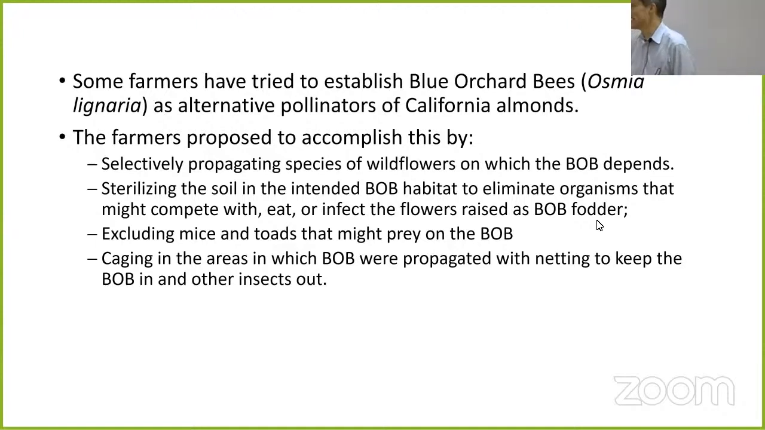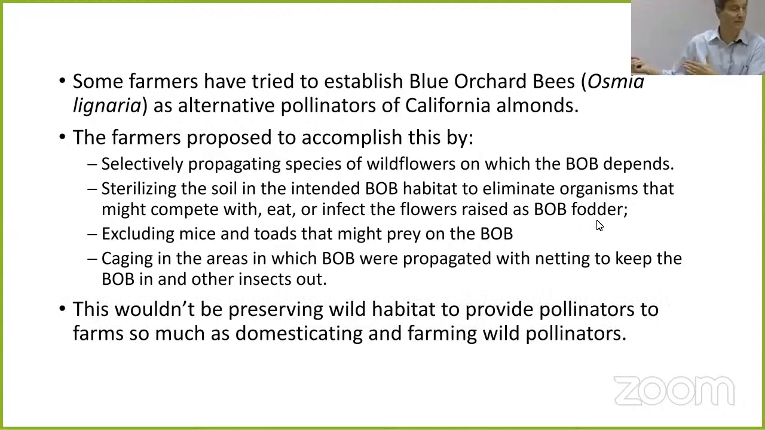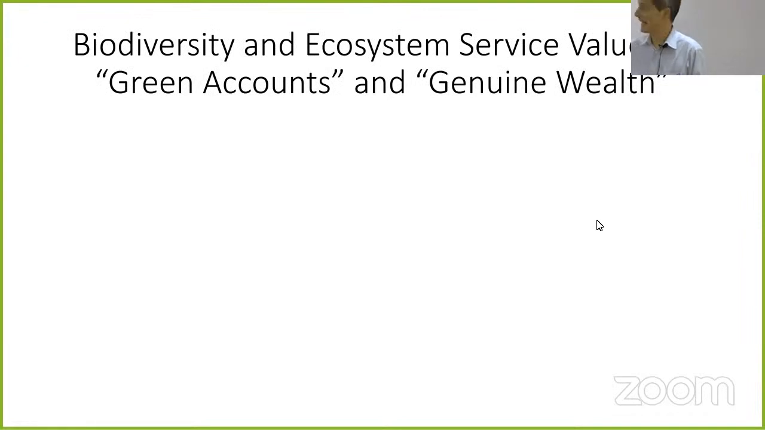So the point I'm making here is that they weren't talking about preserving biodiversity so much as they were talking about setting up a farm for a different species of domesticated animal. And the bigger point I want to make here is that when we're talking about ecosystem services, sometimes we have to be careful. Are we really talking about preserving natural diverse habitats for providing ecosystem services, for maintaining natural biodiversity? Or are we really talking about favoring some aspects of the habitat relative to others, some inhabitants of the habitat relative to others?